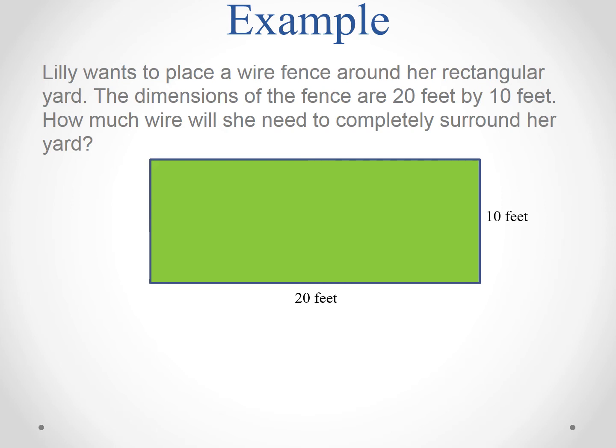Now we can start with filling in the formula. So we know that her base is 20 feet, so it's going to be 20 times 2, and we also know the height is 10 feet, so 10 times 2. Now we complete those problems. So 20 times 2 is 40, and 10 times 2 is 20. And so we would do 40 plus 20 to get a perimeter of 60 feet.